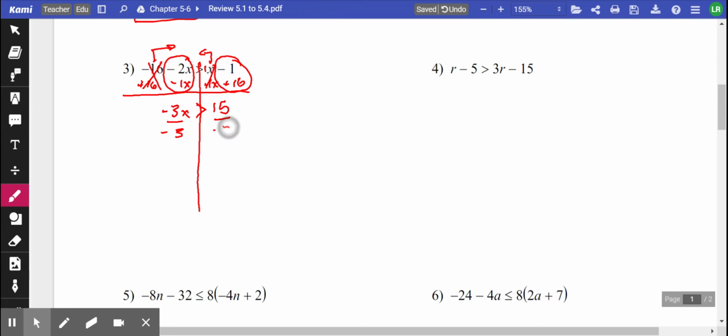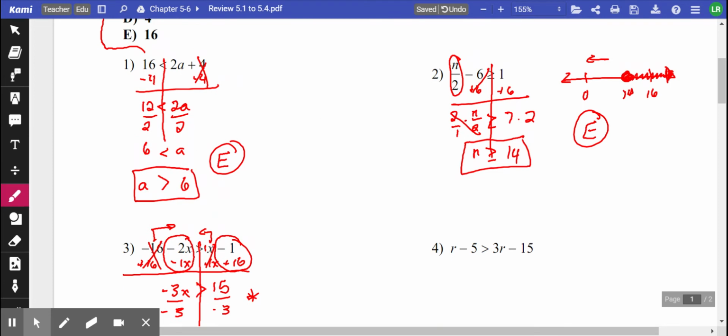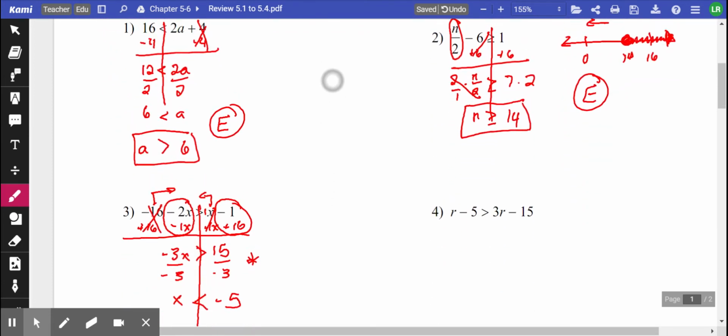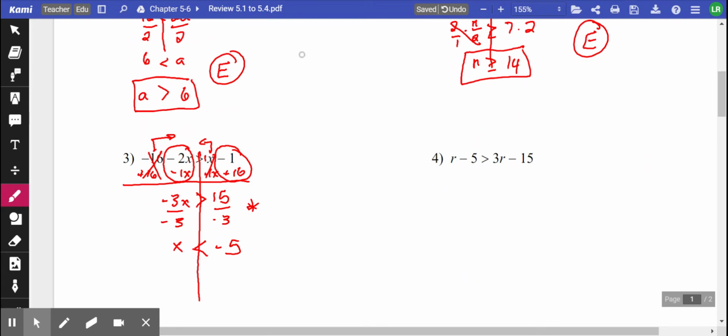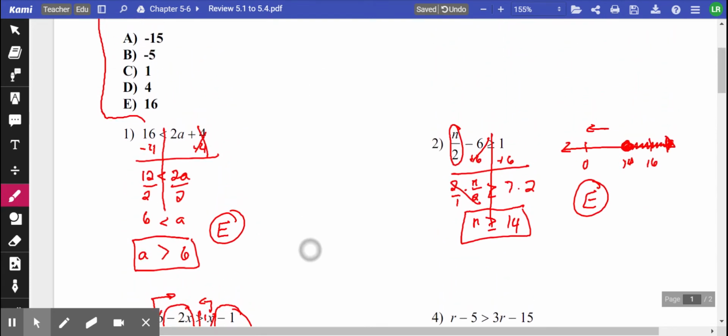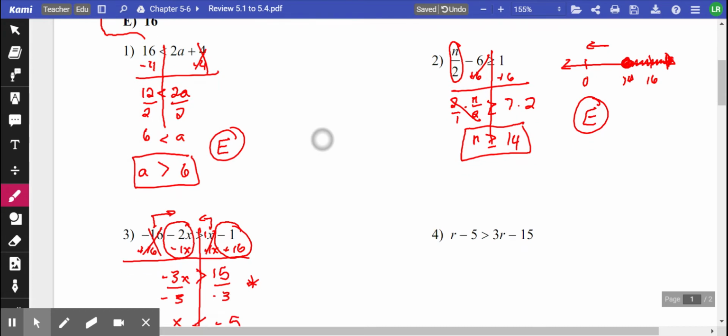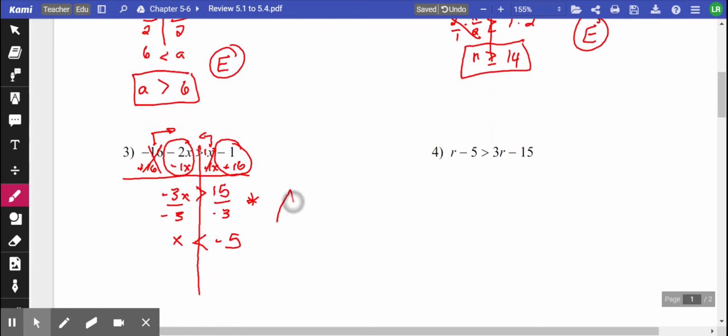Finish him. Divide both sides by -3. Remember, that means I have to flip my inequality sign. So I have x is less than -5. When I'm looking at my list here, -5 is not included because it doesn't say less than or equal to, it just says less than -5. So the only one that is less than -5 is letter A. Now, just so we're clear, there are possibilities of having more than one answer.